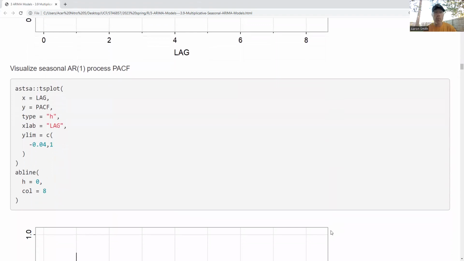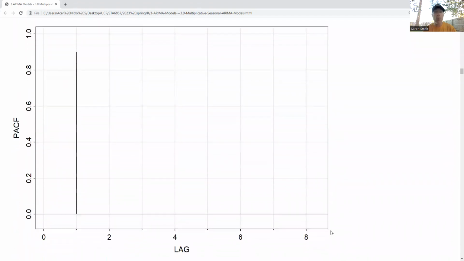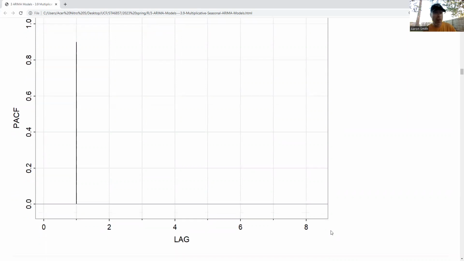Let's do the same thing for the PACF. And you'll notice that it cuts off right after the first year, or first year difference, I should say. All right, and that's consistent with what we talked about a moment ago about identifying what our seasonal model should be.